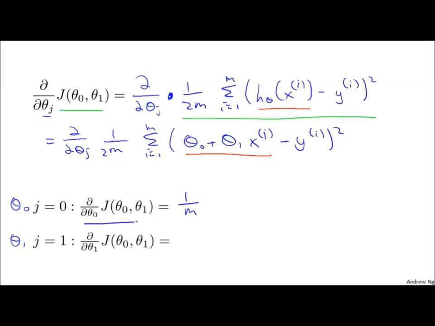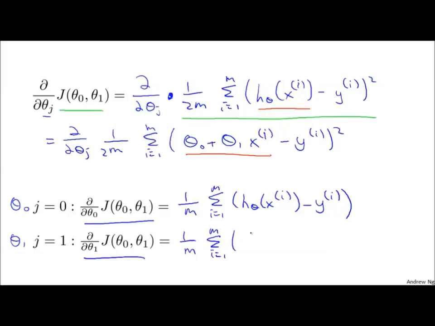It turns out this first term simplifies to 1 over m, sum over my training set of just h(x^i) minus y^i. And for the partial derivative with respect to theta 1, it turns out I get this term: h(x^i) minus y^i, times x^i. Okay?